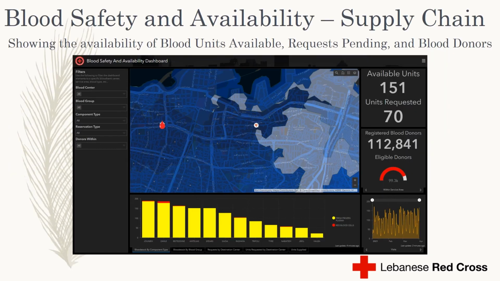For blood safety and availability, we built a supply chain for blood, where we map the blood units available with the requests pending, as we also map the blood donors filtered by service area for each blood transfusion center. As an output of this dashboard, we also get a list of potential donors that can be filtered within the map extent or the service area for each center.